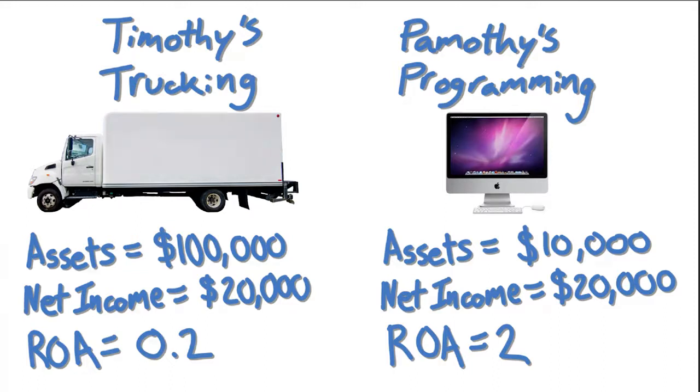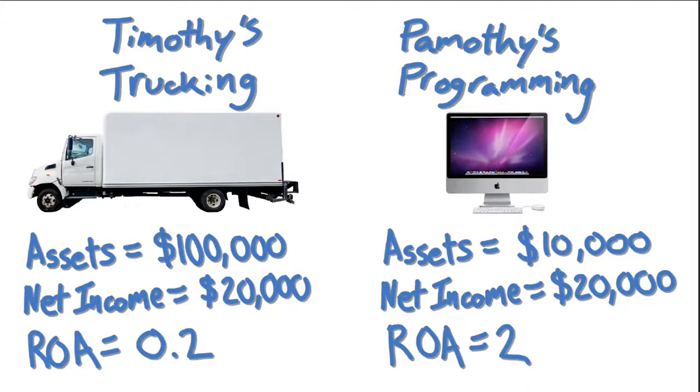So Timothy's Trucking Company has $100,000 in assets and $20,000 in net income, with a return on assets ratio of 0.2. Pamothy's Programming Company, she has very few assets. All she needs is a computer, a keyboard, general stuff, and she can do her programming. So she only has $10,000 in assets, but makes that same $20,000 in net income. That means her return on assets ratio is 10 times higher than Timothy's Trucking.